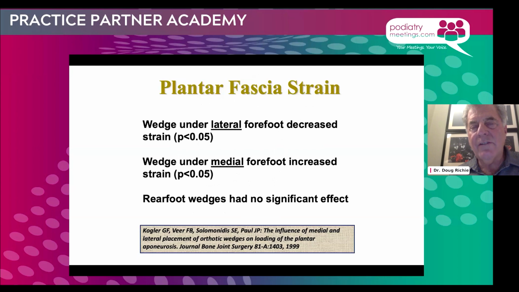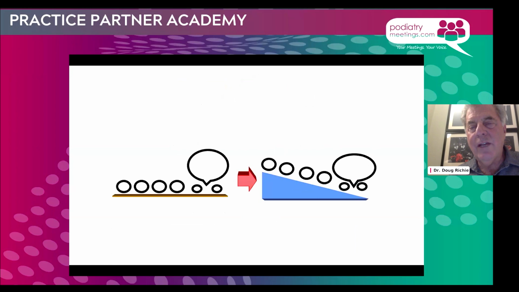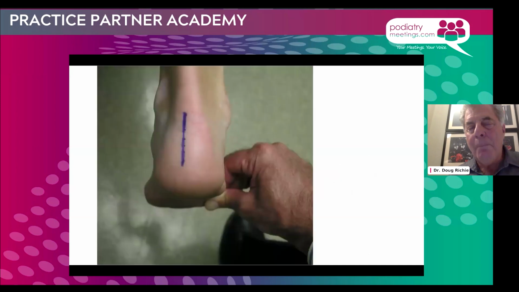These are the statistics. Interestingly, rear foot wedges had no significant effect in this particular study. It was only wedging the forefoot that decreased strain in the plantar fascia. This wedge actually increased strain. This wedge decreased strain. But if you understand the twisted plate mechanism, that makes perfect sense.